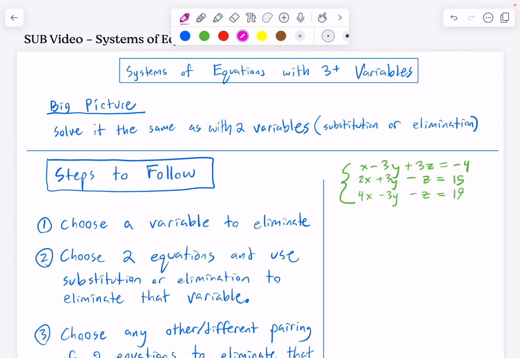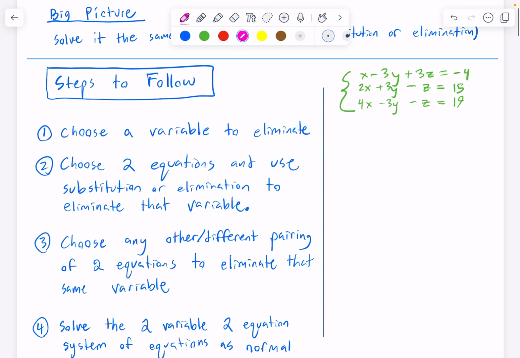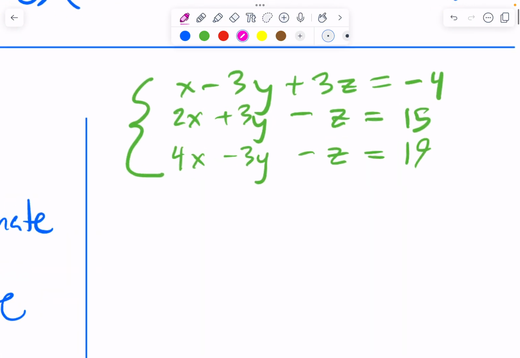We're going to use elimination or we're going to use substitution. So here's a set of steps that we're going to follow. Okay, we just need more equations. So there's not going to be new steps as in new complexities, but we're just going to have to do elimination more times because we're going to have to eliminate more variables. So the steps to follow, and I've got an example problem right here.